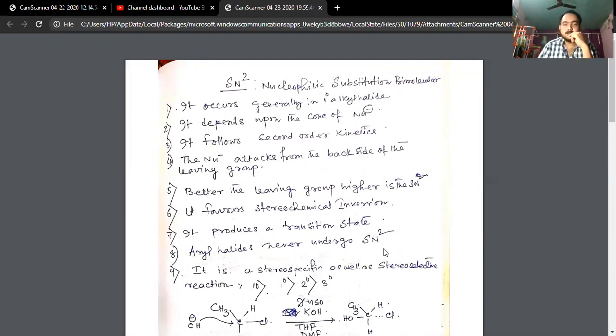And the students who are in class 11 also benefit from this video, because this is also in their hydrocarbon chapter, and they can also get this reaction in their GOC, general organic chemistry. So SN2 means nucleophilic substitution bimolecular reaction.